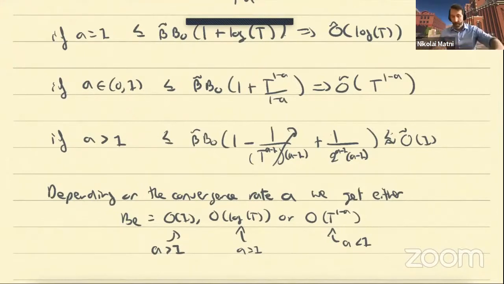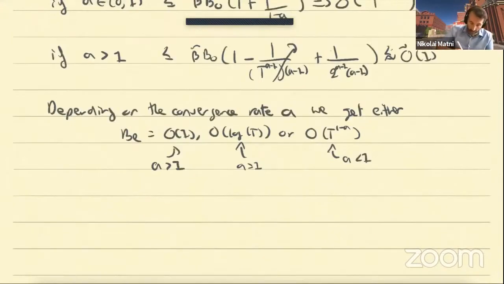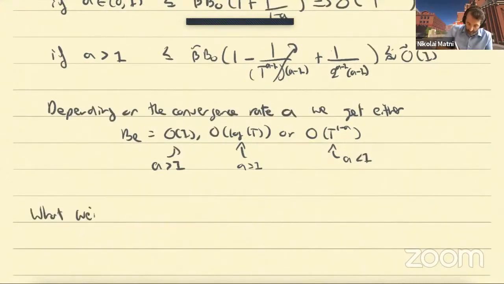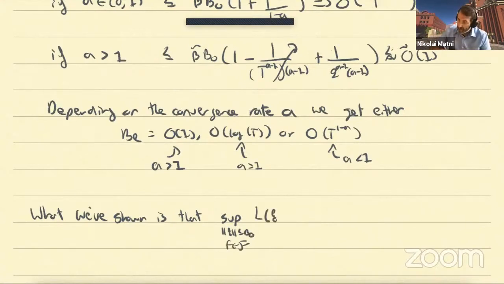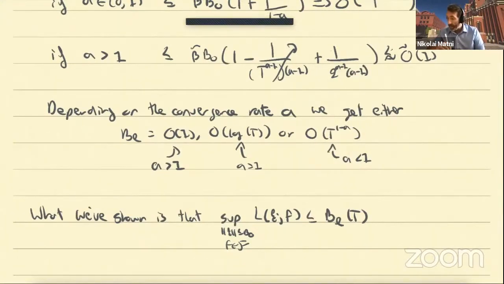So what I can summarize this as is what we've shown is that the supremum over initial conditions and functions in F of my big loss function is less than or equal to some expression that depends on T. I'll call it BL of T. And the dependence on T is really determined in a very explicit way by the stability of the underlying dynamical system.